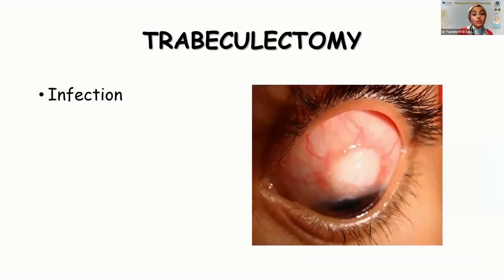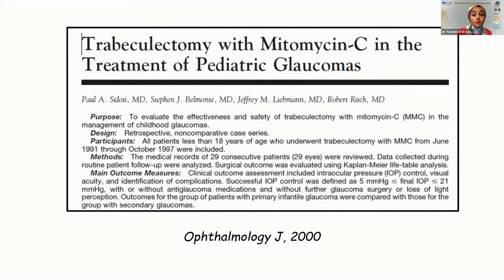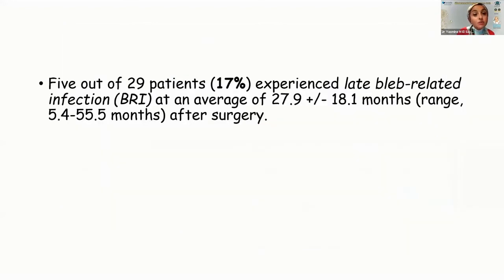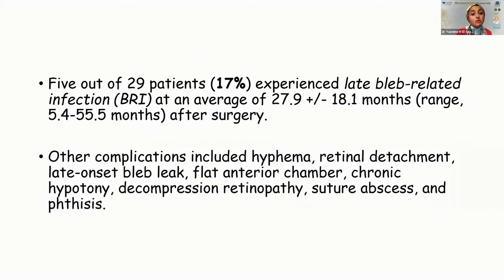And finally, most importantly, the risk of infection from leaving a bleb, which is really a ticking bomb inside these eyes over their lifetime. The New York Eye and Ear Infirmary published a study looking at the results of trabeculectomy in 29 patients in their series, and 5 of these, an appalling 5, had late bleb-related infection after an average of 2.5 years, and 2 of these were frank endophthalmitis cases. That's in addition to other complications including retinal detachment, suture abscess, and phthisis.